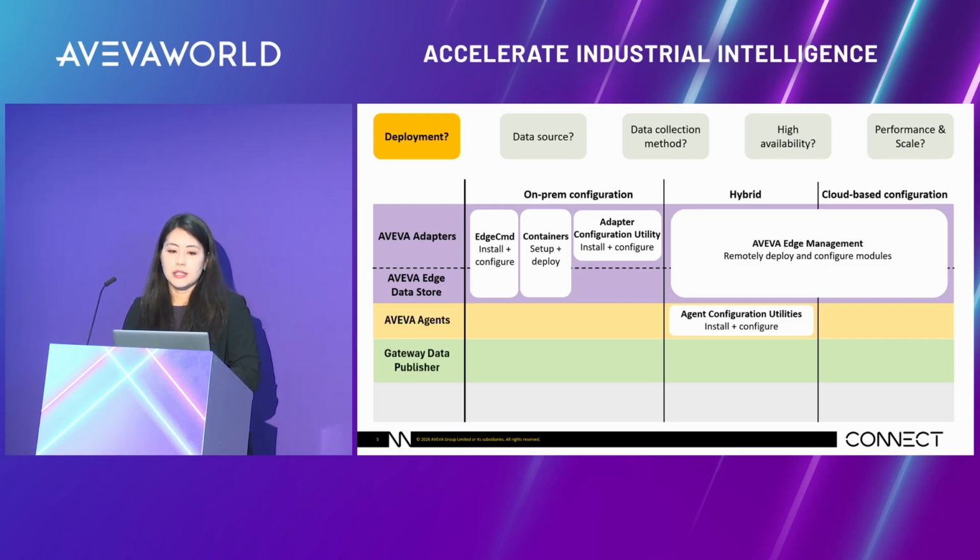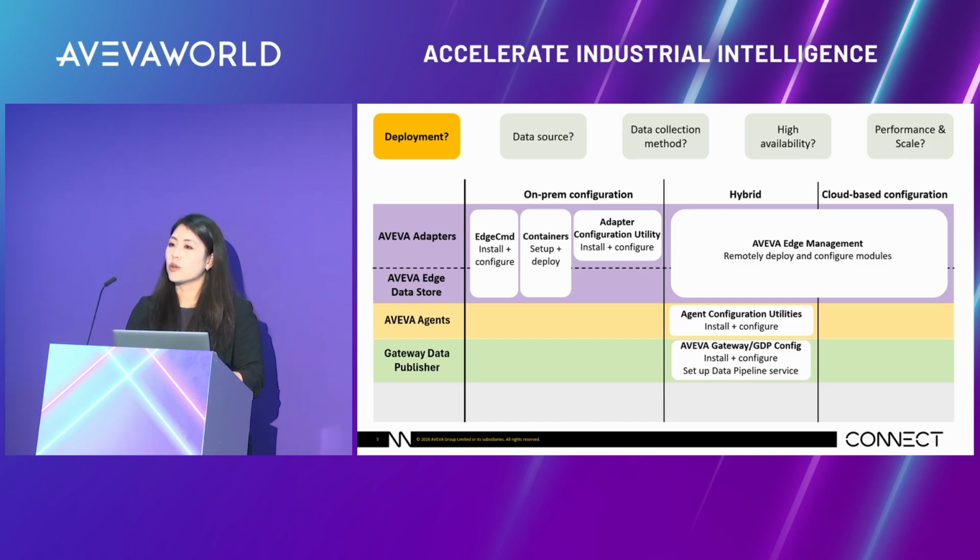And then next we have the Gateway Data Publisher. If you're mostly working with engineering data, you may be familiar with this one already. But if you're using the Gateway Data Publisher, you're using it in conjunction with Data Pipeline, a Connect service, to help you build your digital twin. You'll be installing the publisher on the device and configuring it to read documents from various document management systems and sending that data through to Data Pipeline service, which interacts with different Connect data services.